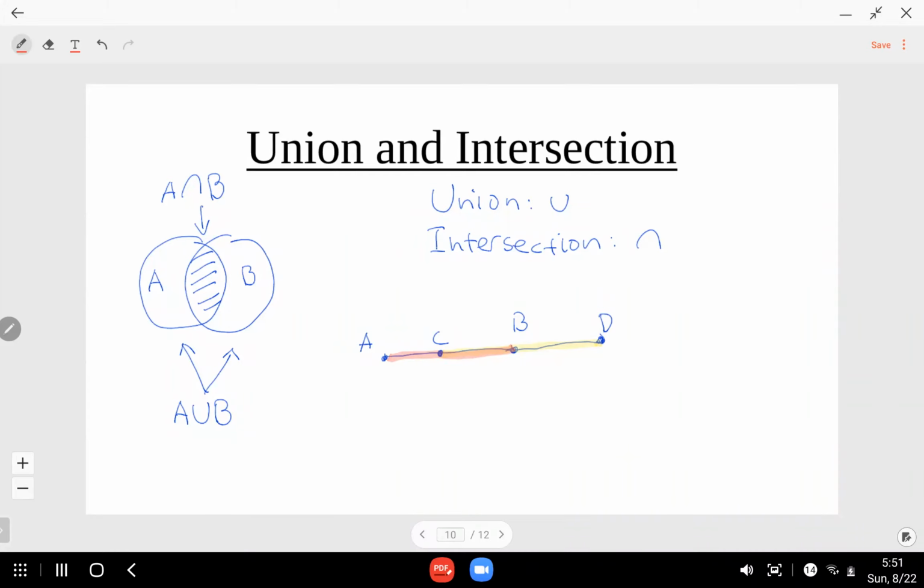It's like a Venn diagram. One side is only A, one side is only B. The both part is what A and B have in common, which is C and B. CB, intersection CB right here. So that is basically intersection.